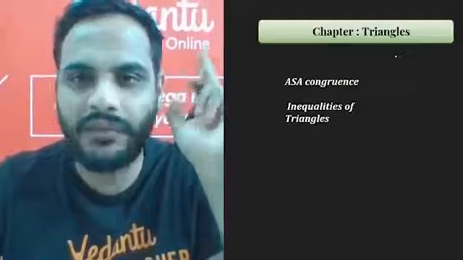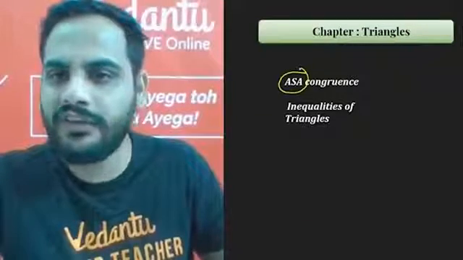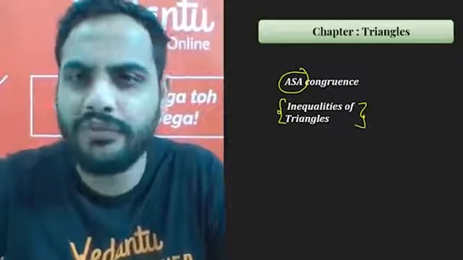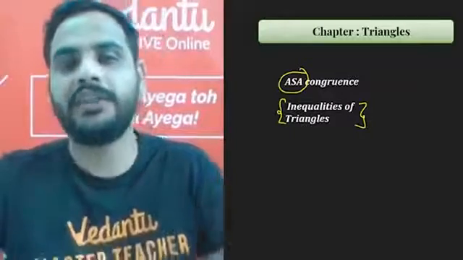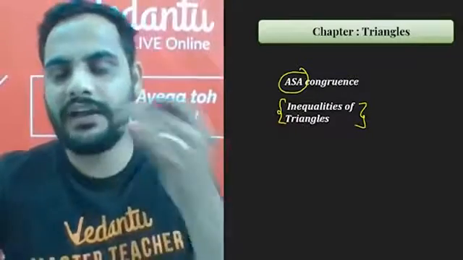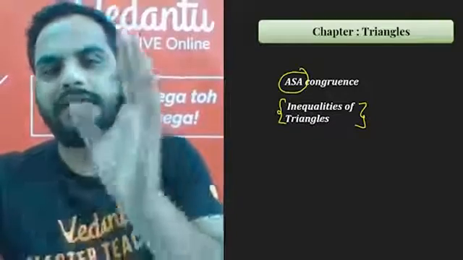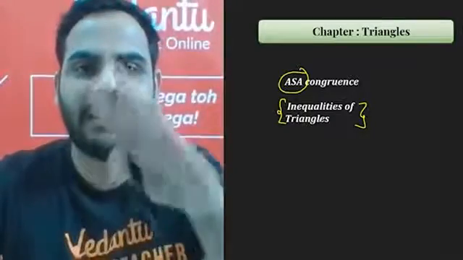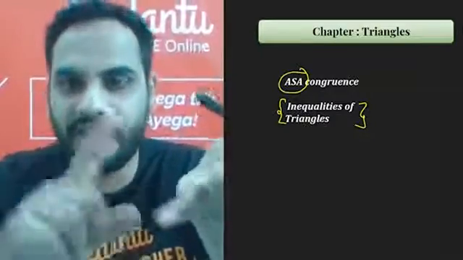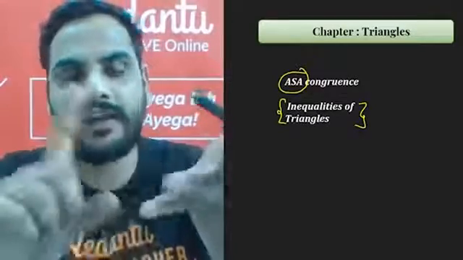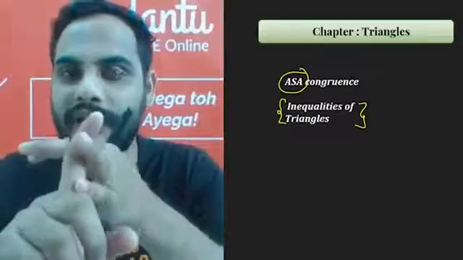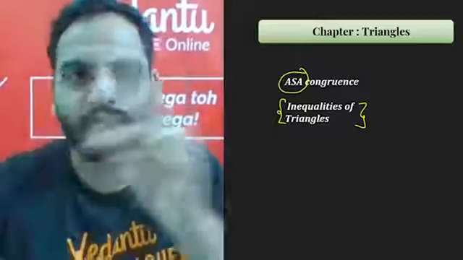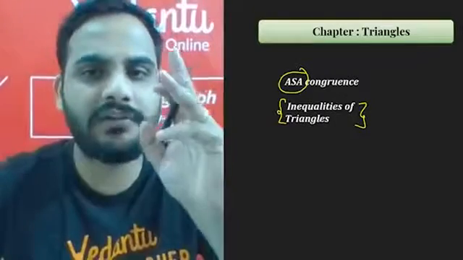Okay, then from the chapter triangles, ASA congruence has been removed and inequalities of the triangles. Inequalities of the triangle was that the sum of two sides of a triangle is always greater than the third side, and the order of the sides on the basis of the angles. So that part has been removed, inequalities of the triangle and ASA congruence. But remember all the four congruences are there, which are SAS, SSS, AAS and RHS. Along with that, properties of isosceles triangle and equilateral triangle are also there. So don't forget to complete that part. Only these parts have been removed.